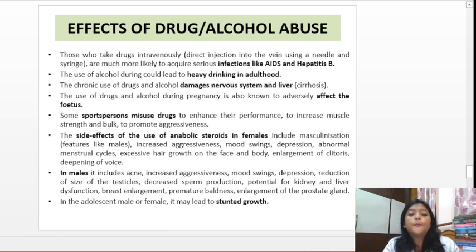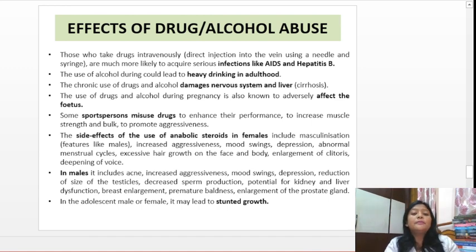Also, in pregnancy, if a woman is consuming drugs and alcohol, it will affect the fetus. And this is a very important one. You have heard about sportsmen using drugs to enhance their performance because they need more energy, more stamina, they need their brain to be always active. They need muscle strength, and they need to be very aggressive. So they misuse the drugs.